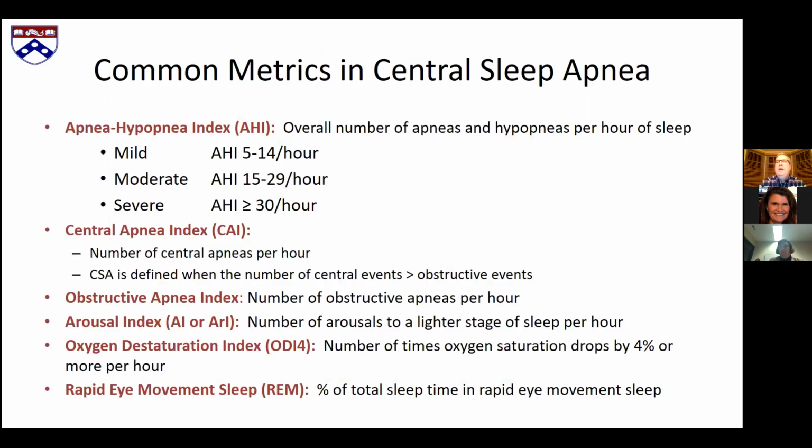So here are some common metrics in central sleep apnea. So there's the apnea-hypopnea index, broken down into mild, moderate, and severe. The AHI is the overall number of apneas and hypopneas per hour of sleep. The central apnea index is the number of central apneas per hour. And then central sleep apnea is defined when the number of central events are greater than obstructive events. And then you have similar measurements for the obstructive apnea index, and then oxygen desaturation index, and then the percentage of time that patients are in rapid eye movement or REM sleep.